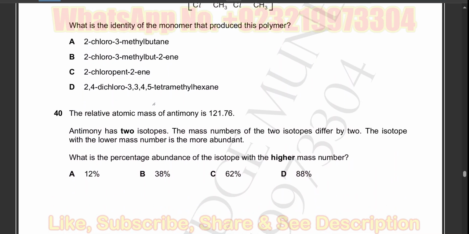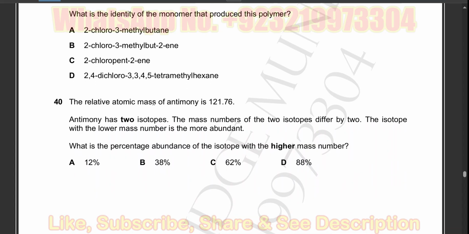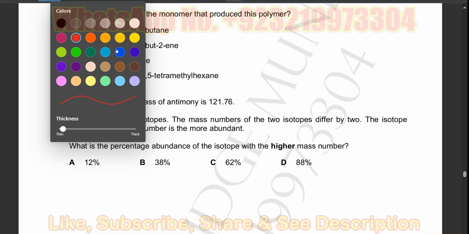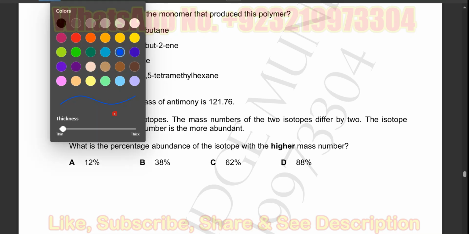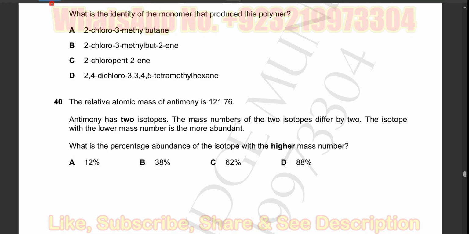Now the last question of this paper, question number 40. Question number 40 is again quite tricky and it takes time to solve. The question says the relative atomic mass of antimony is 121.76. Antimony has 2 isotopes. The mass numbers of the 2 isotopes differ by 2. The isotope with the lower mass number is more abundant. What is the percentage abundance of the isotope with the higher mass number?